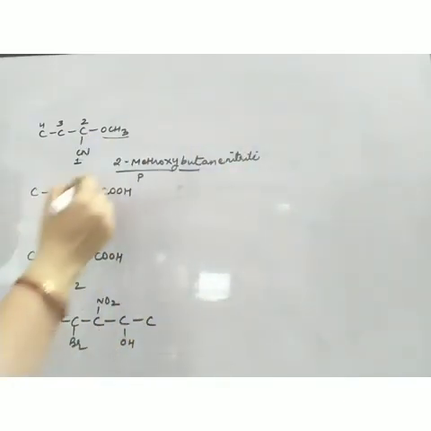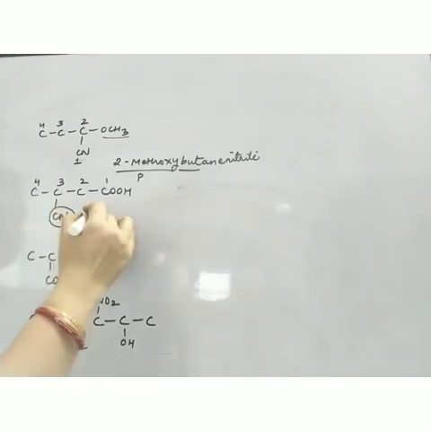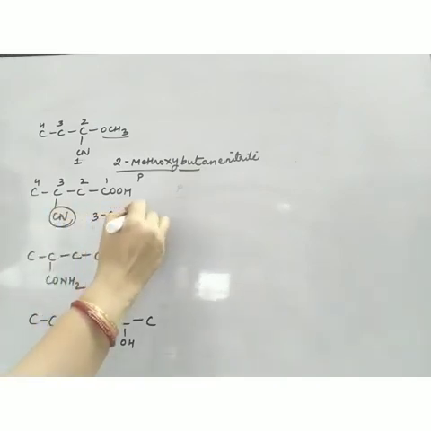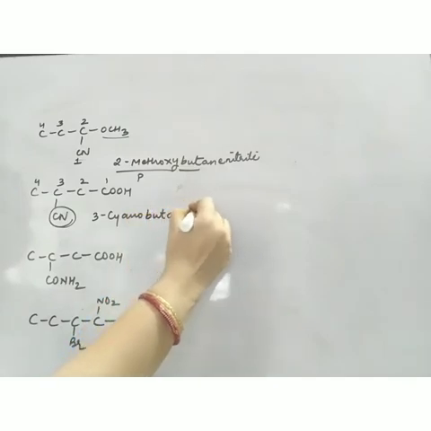The next one is this. Now acid is of highest priority. Now remember that whenever we have to use this as the prefix, this carbon is not counted. It means I will not do the numbering like this, 1, 2, 3, 4. So it is 3-cyano, because what is the prefix for CN? It is cyano. 3-cyanobutaneoic acid.